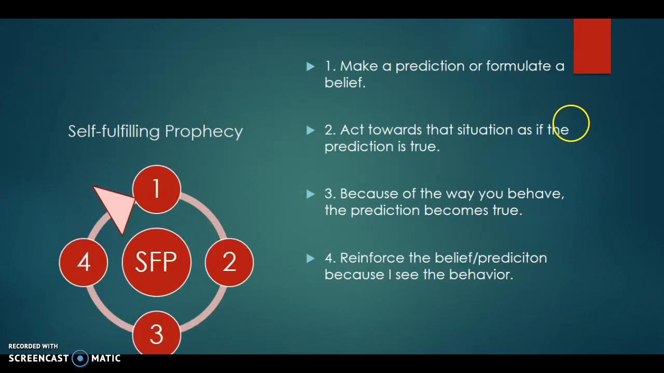Okay, and the last is self-fulfilling prophecy. I think even before this class, you've heard the term. It's when we make a prediction or formulate a belief and then act upon it, making it true. Now, the reason we can't just go, I'm going to get an A on the test, well, I believe it, so I'm going to get an A, is because we also have to put all the actions, the behaviors towards that situation as if the prediction is true.